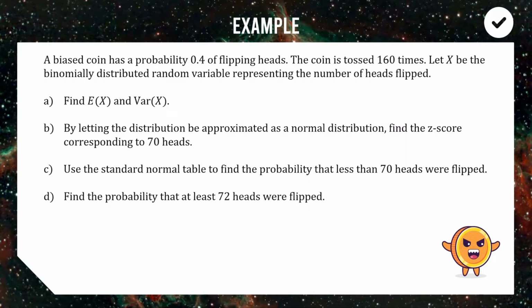We have a biased coin. Look how biased it is. It's got a 40% probability of flipping heads, which means a 60% chance of flipping tails. We're going to toss this 160 times because 160 is pretty close to infinity.